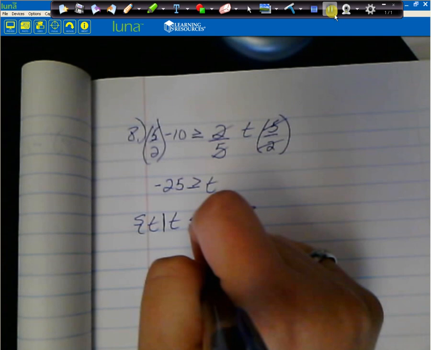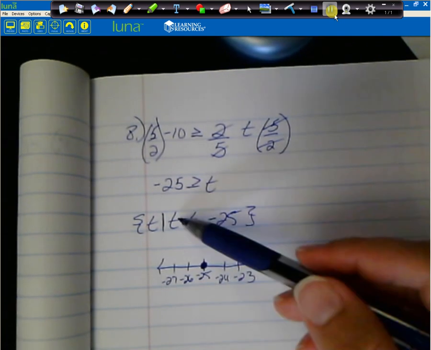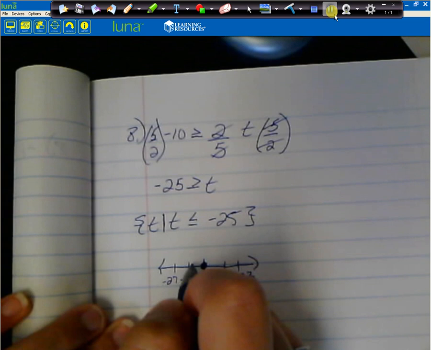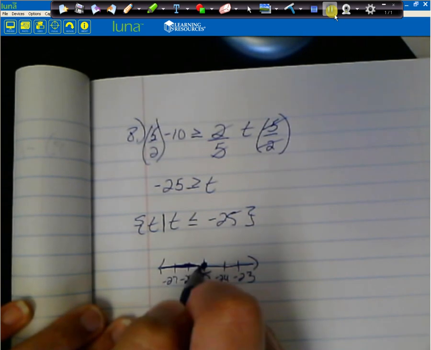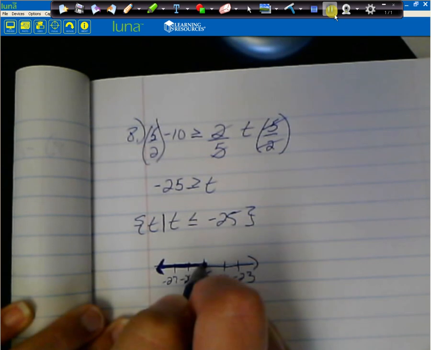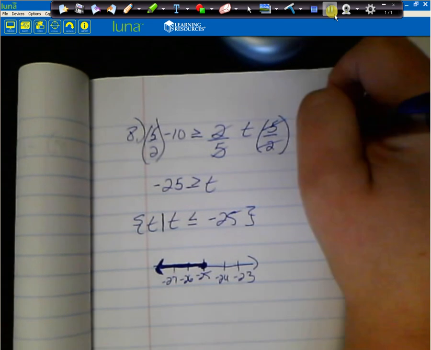It's going to be a closed circle this time because negative 25 is included in my answer set because it's less than or equal to negative 25. I'm going to shade to the left because I'm wanting numbers that are less than negative 25 and because that's the way my arrow is pointing. So I've solved it, set it, graphed it. Now I'm going to check it.